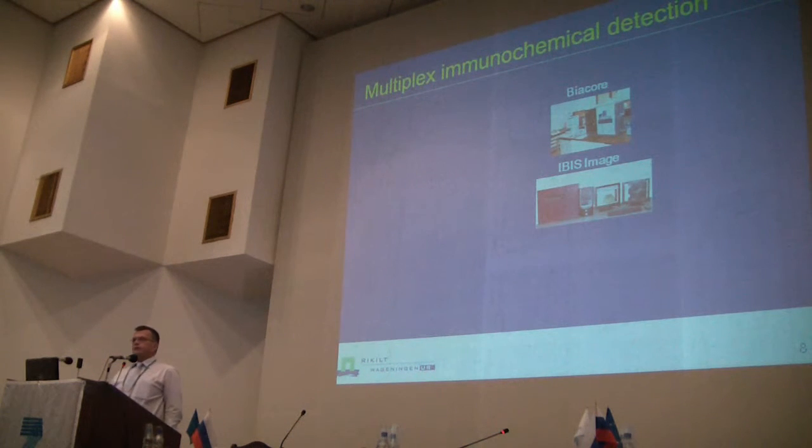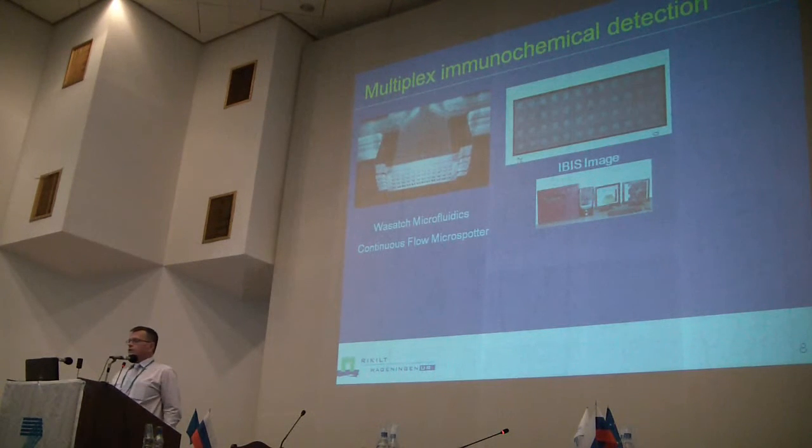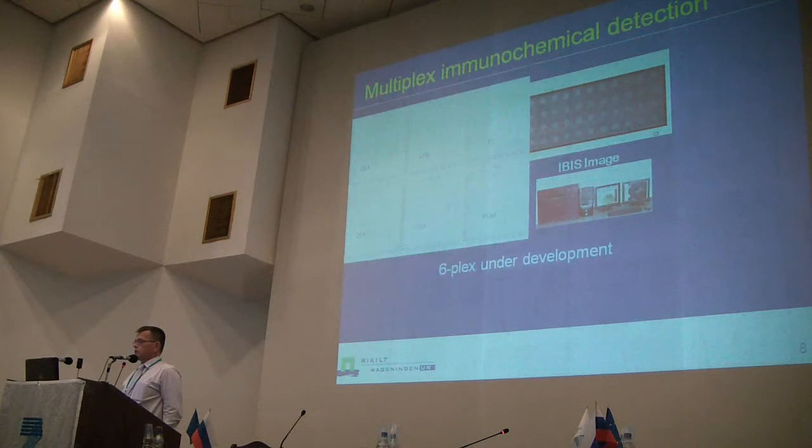However, this machine is limited, only 4 channels. So we were looking for another machine. In this case, it's the Dutch machine, the Iris image machine. And in combination with a microflow spotter, we can create 48 different spots on the surface, and these spots can be measured in SPR mode with this Iris image machine. So 48 different spots measured simultaneously if you want.